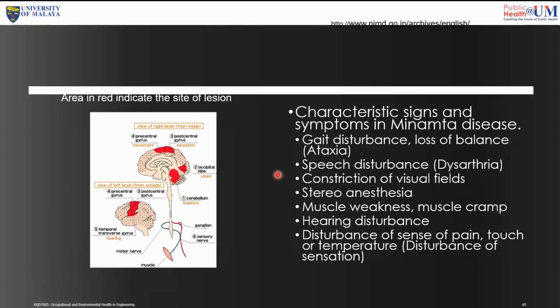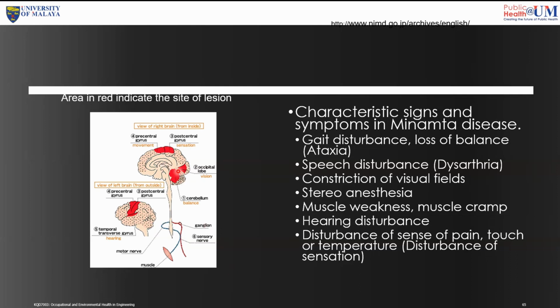So the characteristic signs of Minamata disease are gait disturbance and loss of balance, which is called ataxia, speech disturbance, dysarthria, and constriction of visual field. Basically, your field of vision becomes smaller and smaller, so you can only see a pinhole. Stereoagnosia: you will not be able to use binocular vision. Muscle weakness, muscle cramp, hearing disturbance, and disturbance in the sense of pain, touch, and temperature. So basically, it leads to disturbance of sensation.